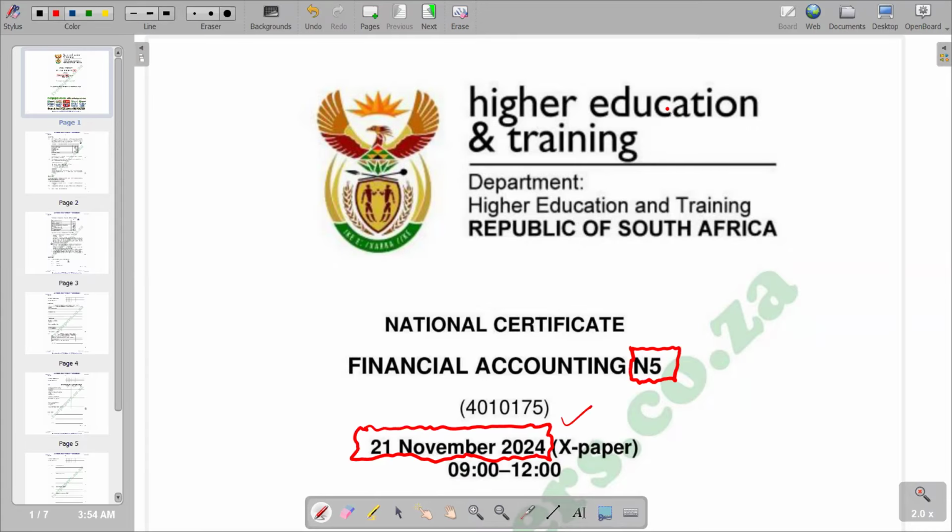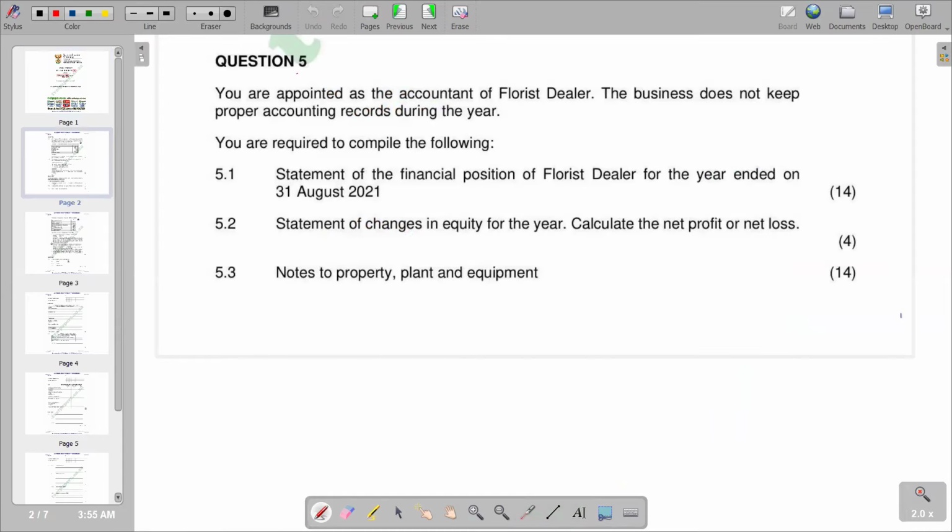So going to our question, you see that this is our question 5. You are appointed as an accountant of a florist dealer. The business does not keep proper accounting records during the year. You are required to prepare the statement of financial position at 1 August 2021. Then the second part is the statement of changes in equity, net profit or net loss. Then 5.3, the notes. These three are what we want to look at in this video.